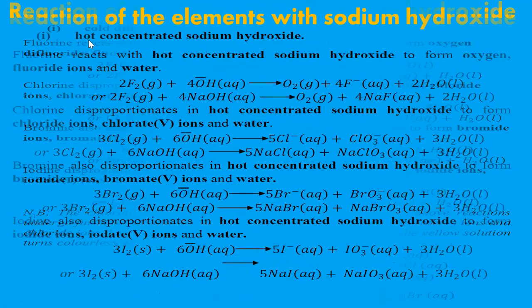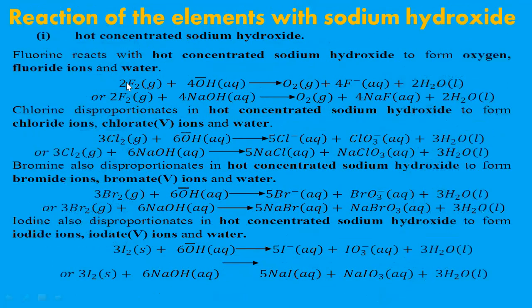If the sodium hydroxide is hot and concentrated, the only thing that changes is the product. This salt here, instead of being a halate 1, it becomes a halate 5. For each of them, you must be aware of the balancing of these equations to be able to sit alone and try to rewrite them and balance them without looking at your notes.